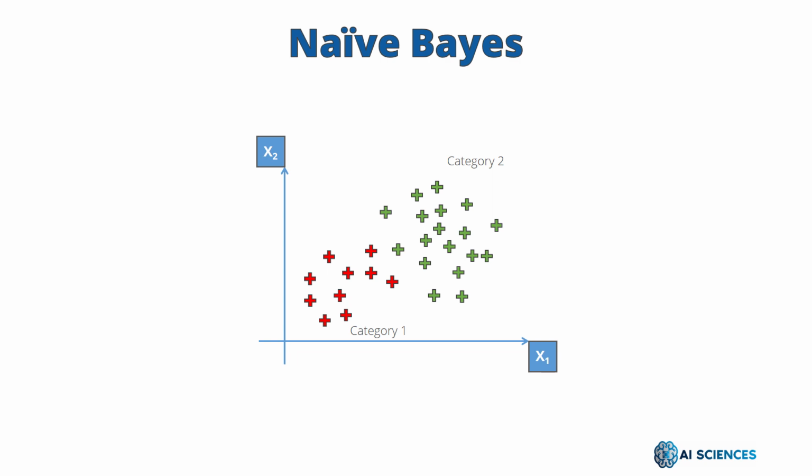Let's say now we have a dataset like this, where on the x-axis we have age and on the y-axis we have salary information about 30 employees. The employees indicated by a red cross go to work by walking, and the employees indicated by a green cross go to work by driving.